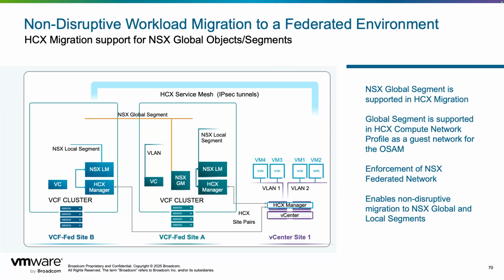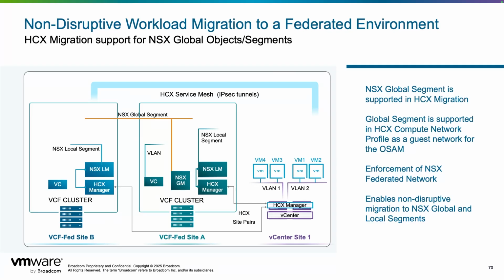When HCX recognizes that the source or target NSX environment is part of a federation, it automatically ensures that no layer 2 network extensions are deployed. This is critical to prioritize and maintain the integrity of your NSX Federation stretch network.